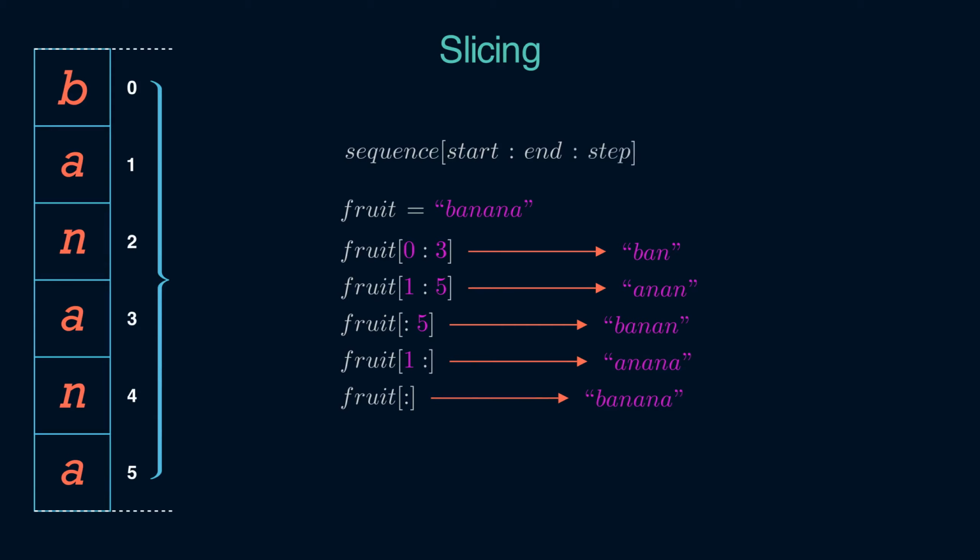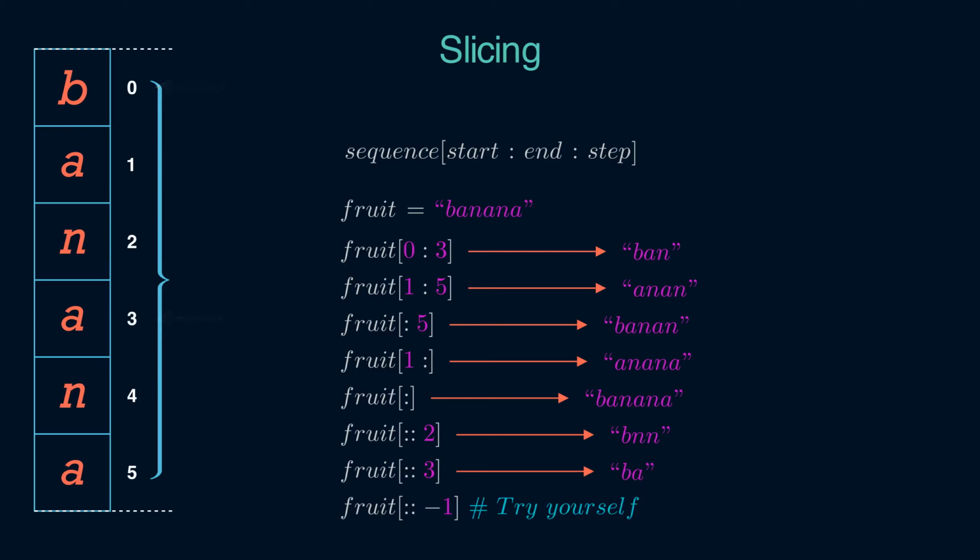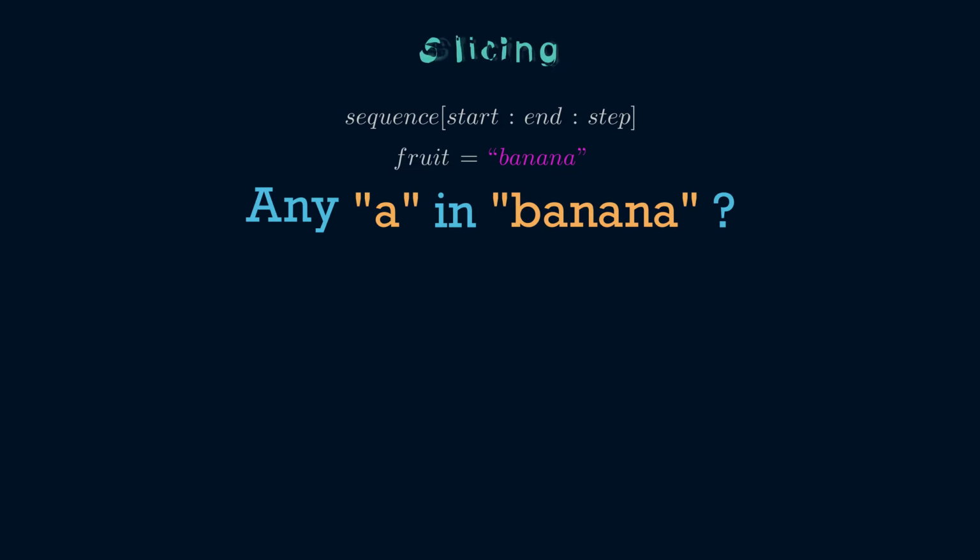And you can pass an additional step parameter to the slicing, if needed. Step as 2 returns every second element in the range. Step as 3 gets every third element. What if step is negative, for example -1? Try it yourself.